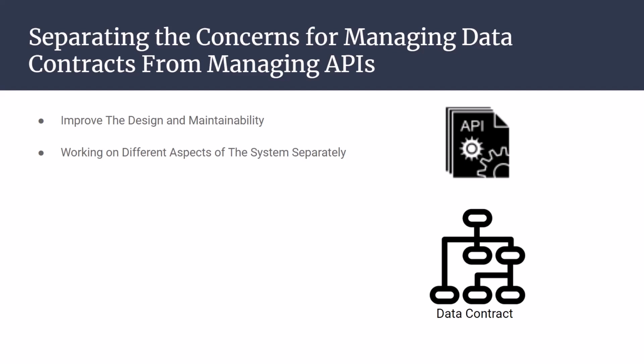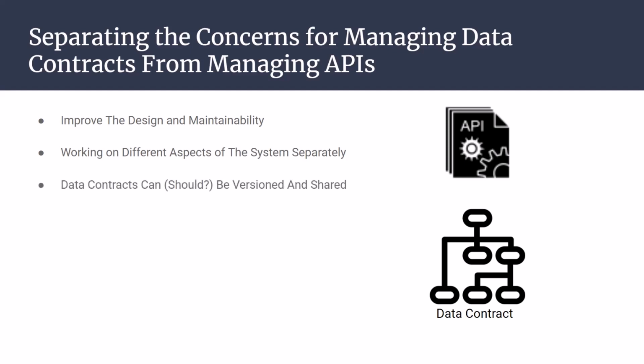They do touch each other, and the API uses the data contracts. So there is a dependency here. But as it happens, usually APIs tend to change less frequently than data contracts do. So it is beneficial to be able to work on them separately.